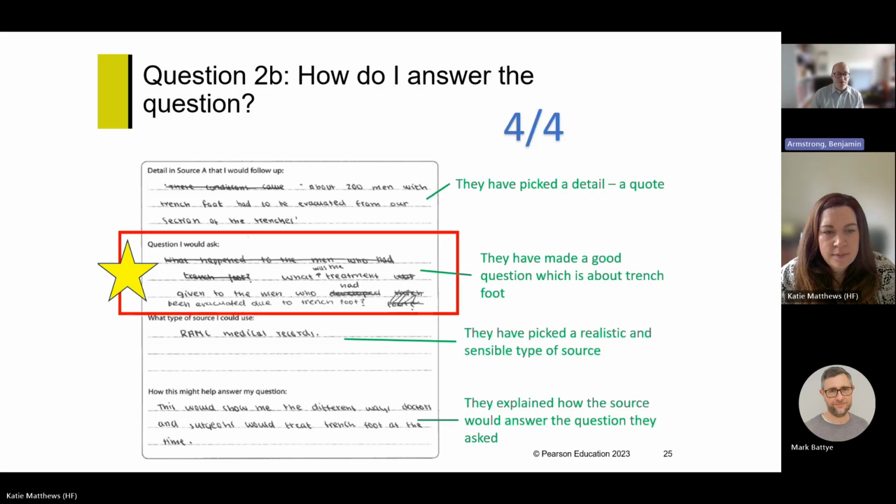What about the type of source? Well, they've picked a realistic and sensible type of source. This is one that if you've studied the medicine option, you would need to know about. RAMC medical records.